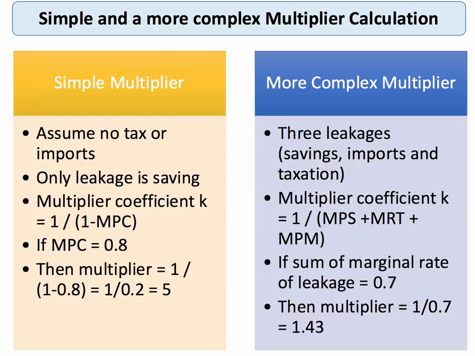In the second, more complex formula, we add in the two other leakages, we add in imports and taxation. So now we've got 1 divided by 3 leakages, savings, tax and imports. For the sake of argument, I've assumed they sum to 0.7. Okay, a bit higher than we had on the previous slide. So 1 divided by 0.7 gives 1.43. Can you see that the higher the rate of the leakage from the circular flow, the lower is the coefficient of the multiplier? If you can see that, then take a bow, because you're pretty close to nailing the multiplier.